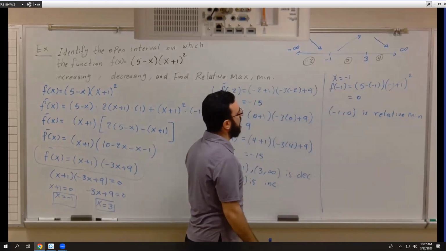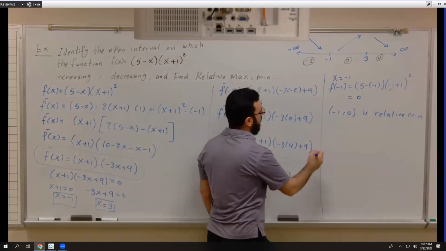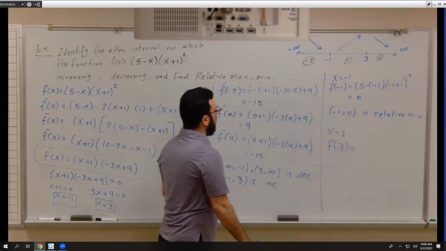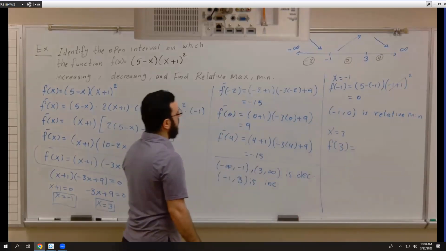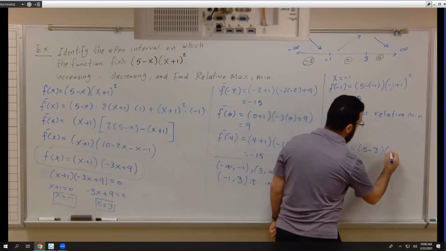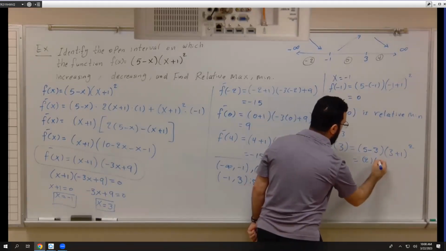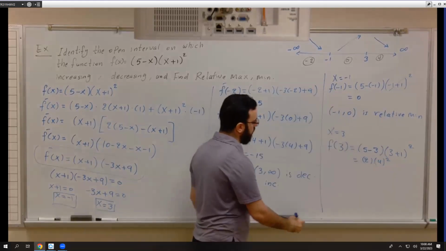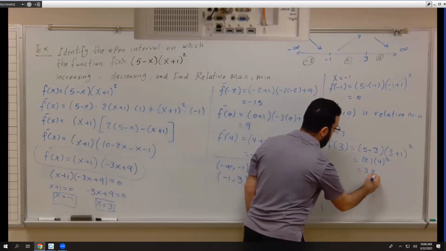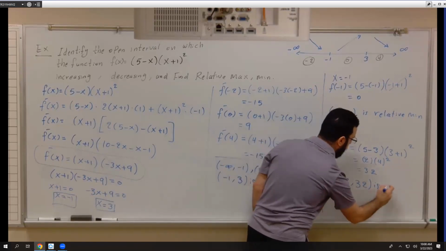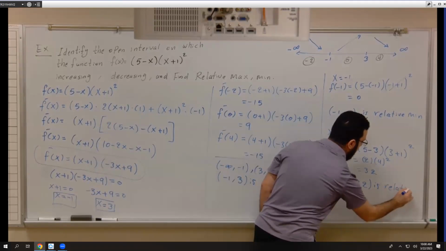When x equals 3, f of 3 is equal to, you plug in here, 5 minus 3, which is 2, times 3 plus 1, which is 4 squared. 4 squared is 16. 16 times 2 is 32. That means f of 3 is 32.